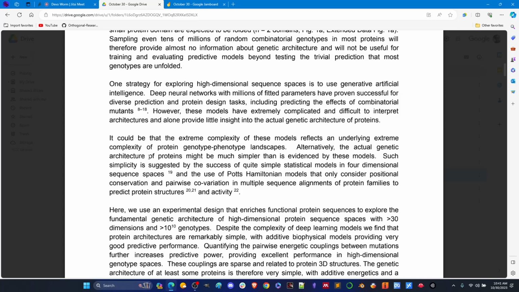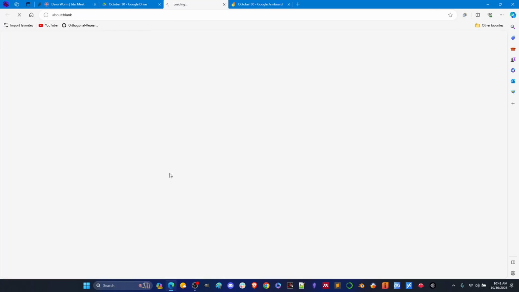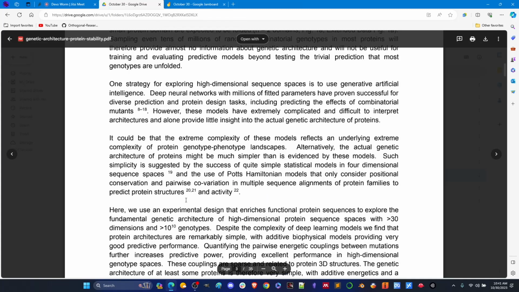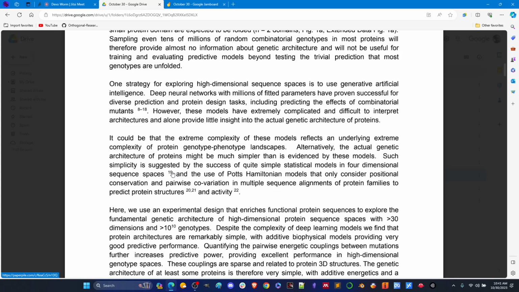Alternatively, the actual genetic architecture of proteins might be much simpler than is evidenced by these models. So it's possible that the genetic architecture is very simple, and then we're overthinking this in terms of the actual functional aspects of it. Such simplicity is suggested by the success of quite simple statistical models in four-dimensional sequence spaces. That's citation 19. So if we go to citation 19, we'll get to that in a minute.